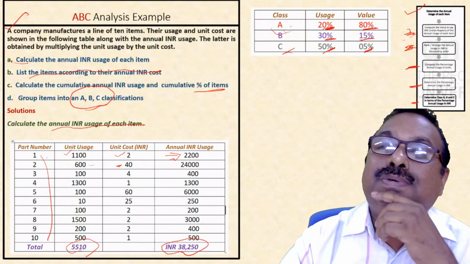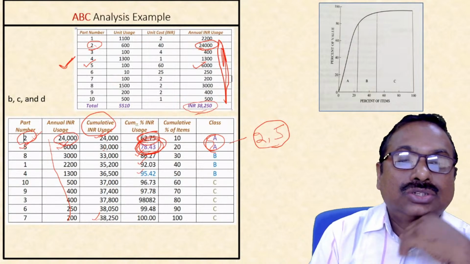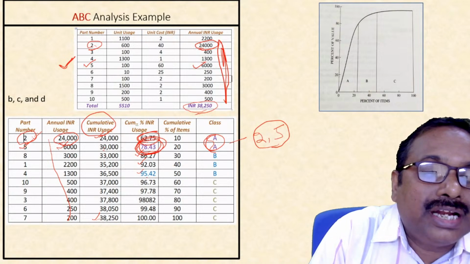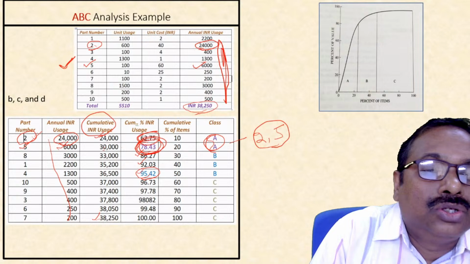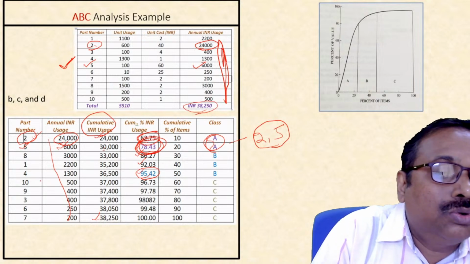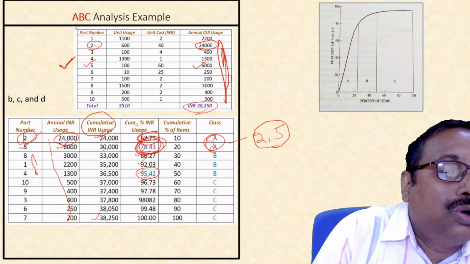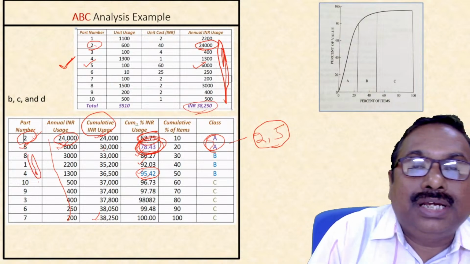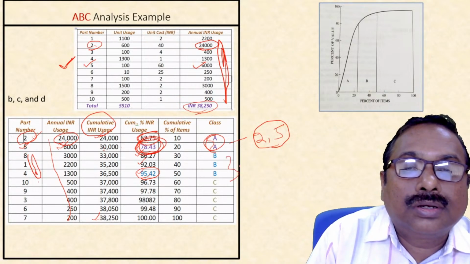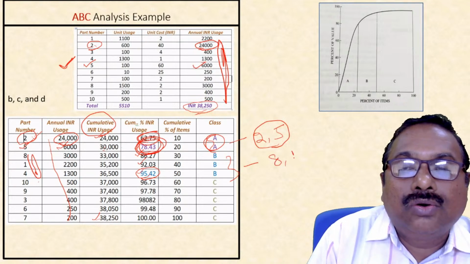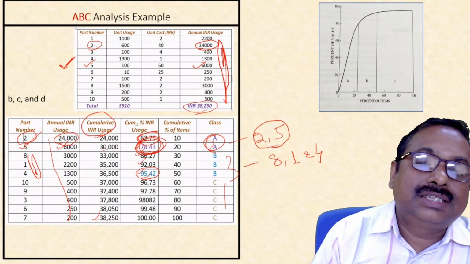Next, B is 15%. So 80 plus 15 is 95%. So 95 means 95 is here, 95.42. Right? So we'll take up to this. So 8, 1 and 4 are B items. Rest are C category items.